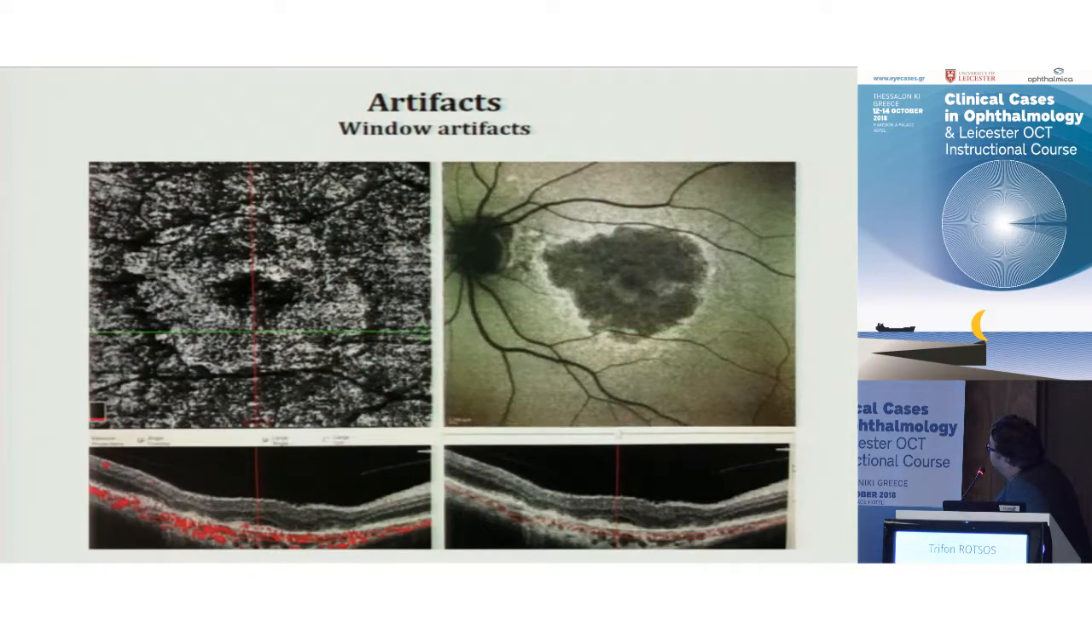vessels. The same stands for this patient, who has an atrophic area, and it projects in the OCTA as a possible membrane. It's just because you had your slab here, so you have to be very careful where you put your slab in the machine.